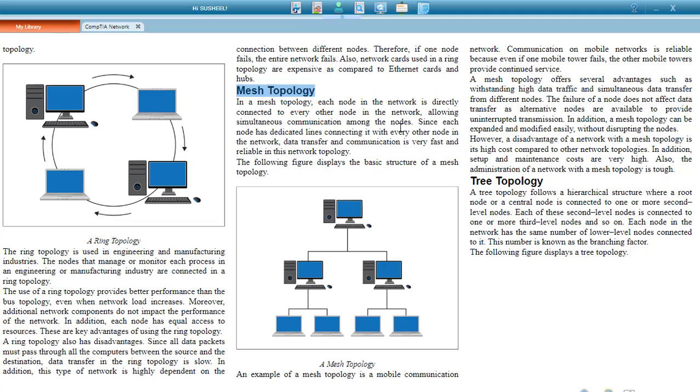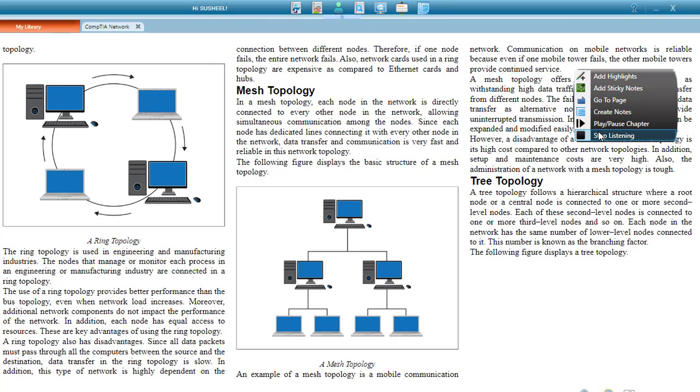The following figure displays the basic structure of a mesh topology. A mesh topology. An example of a mesh topology is a mobile communication network. Communication on mobile networks is reliable because even if one mobile tower fails, the other mobile towers provide continued service.